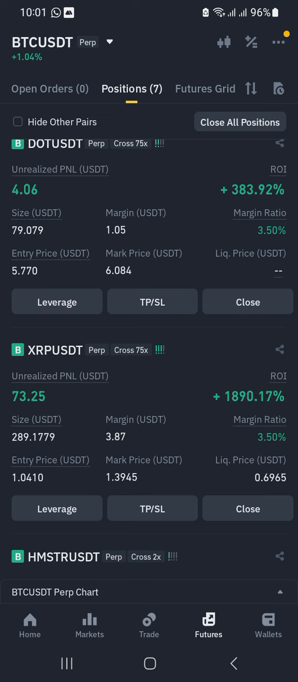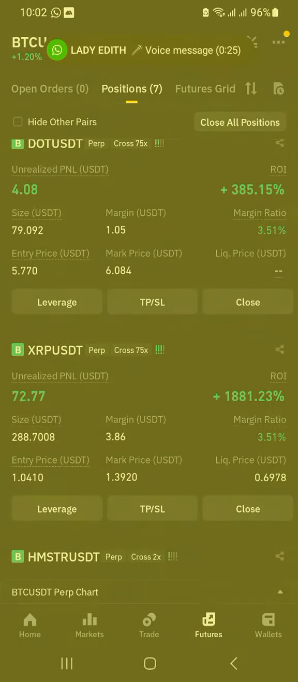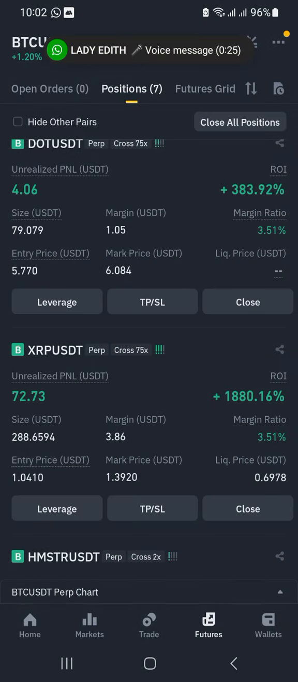Now a margin ratio of 100% means liquidation will occur. So in my case, look at my ratio, it's 3.50. It means that I am nowhere near liquidation, and we have already explained what is a liquidation, right? So that is it. Now we will look at other placements, right?